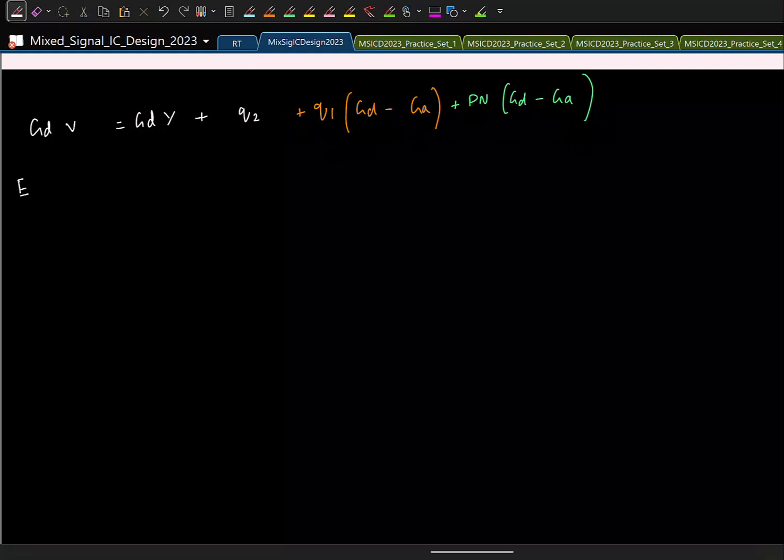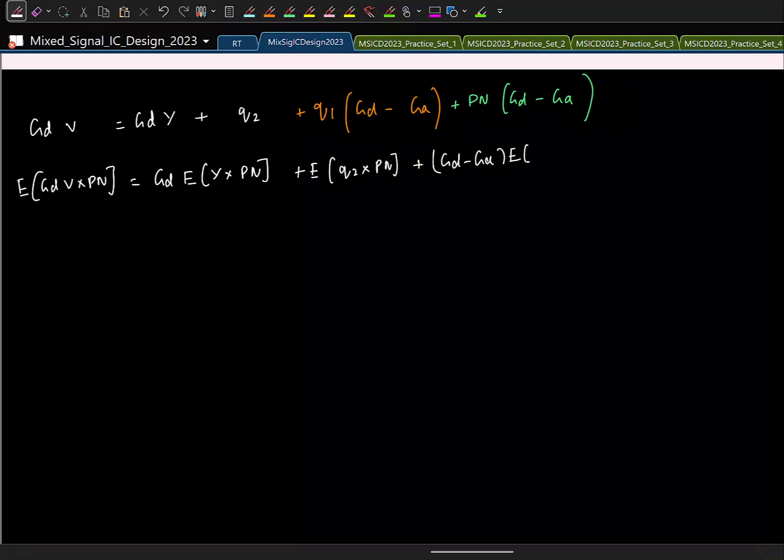Which means I am taking the expected value. If I do that, I'll have GD times the expected value of Q2 times Pn, plus GD minus GA times the expected value of Q1 times Pn.